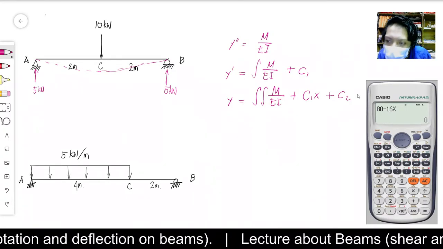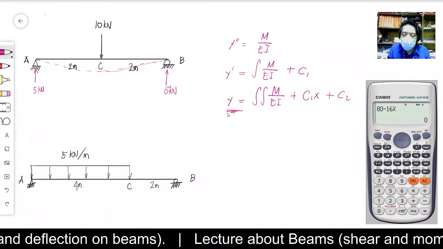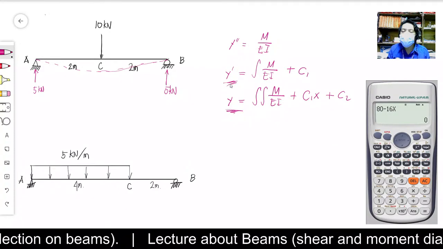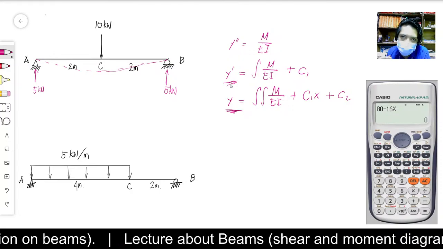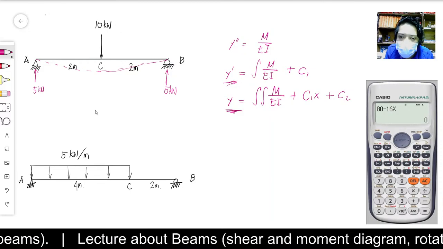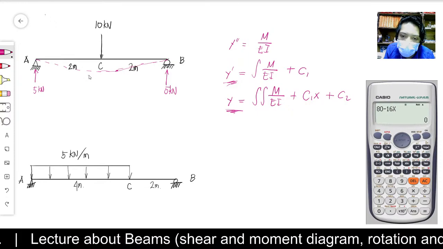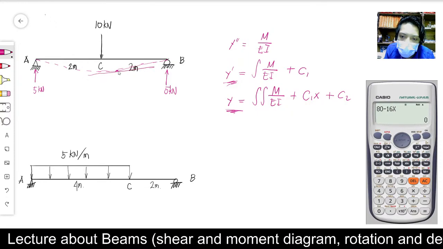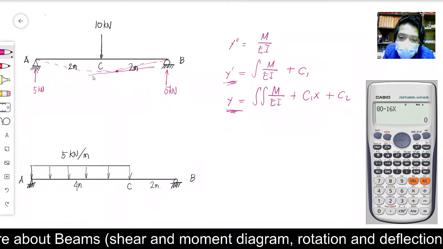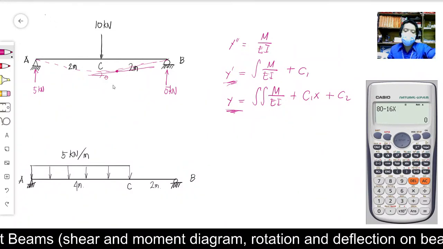This one right here is the equation of the deflection. And this one right here is called the rotation, or sometimes the slope. What does the slope mean? For example, at this point, when you construct a tangent line to the elastic curve of the deflected beam, the slope is this angle.